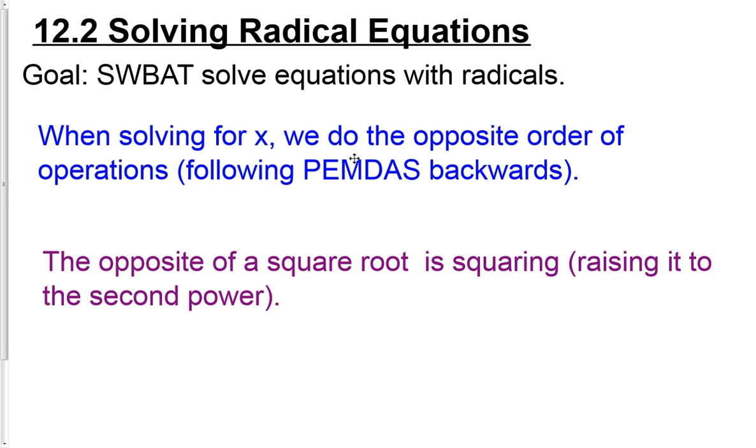Well, now we're going to have square root of something, and square roots are actually exponents. We'll learn what that looks like in 12.3 specifically, but the opposite of a square root is a square. So what we're going to do is square both sides to unwrap the square root and solve for what's inside.